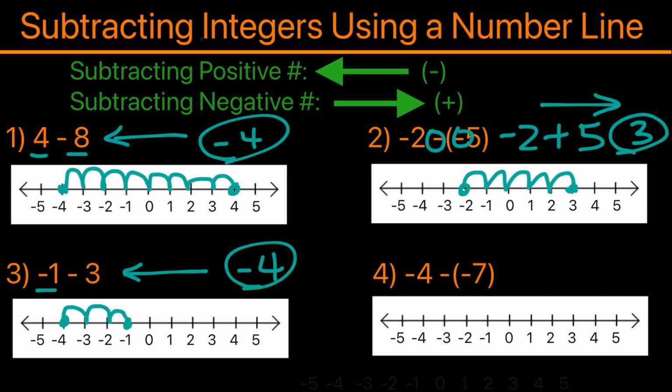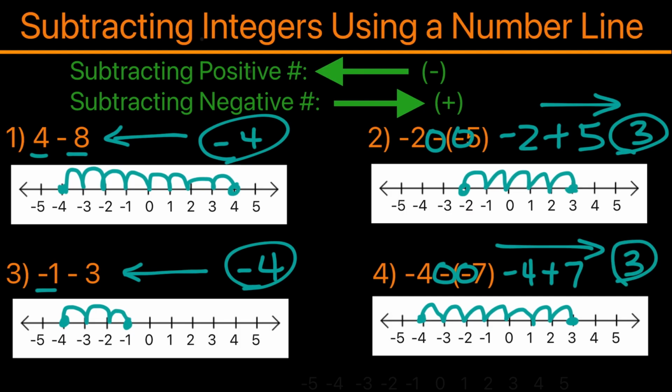Now for the fourth example, we are subtracting a negative number. So -4 minus -7. So again, we have a double negative, which equals +7. And that means we're going to be heading this direction toward the right as we are increasing the value. So starting point is -4. We're going to go 7 spaces to the right. So that's 1, 2, 3, 4, 5, 6, 7. And our answer is 3.